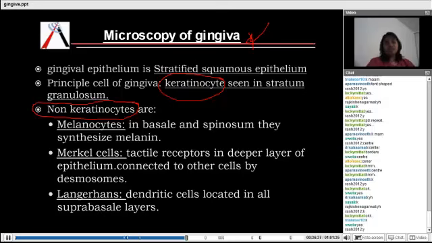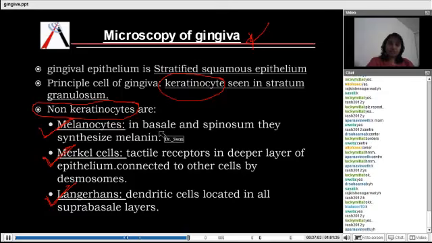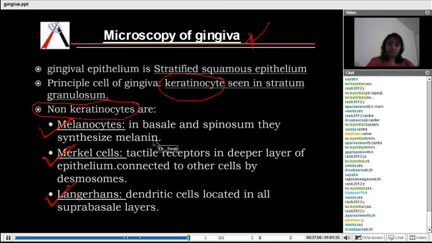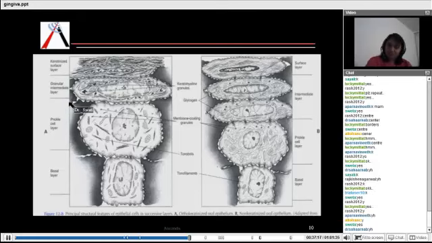Before we talk about which layer these cells are present in, we should know the layers of the epithelium. So let me go to this diagram. Whenever we have a stratified epithelium, we will have cells arranged in layers. So a keratinized epithelium will have layers like the basal layer. The basal layer is the one that is sitting on the basement membrane.